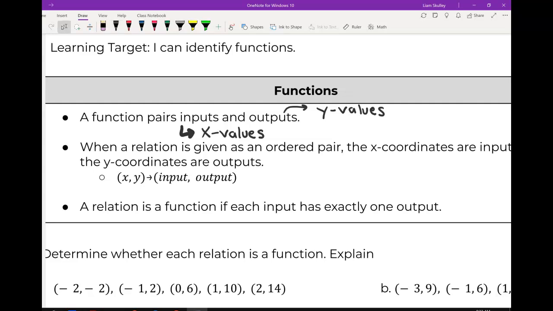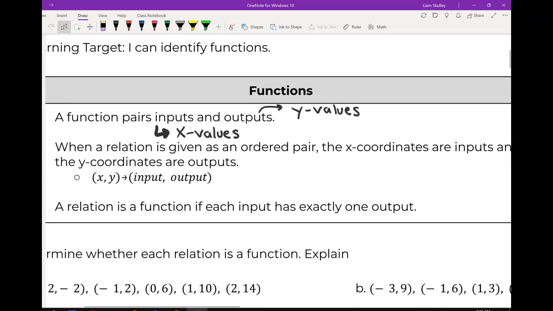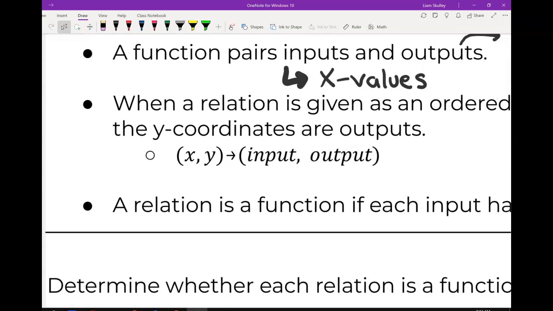So when a relation is given as an ordered pair, the x coordinates are the input and the y coordinates are the output. So if you ever see a point, x comma y, while we're talking about functions, know that we input something into our function, did a rule, and then we got an output.